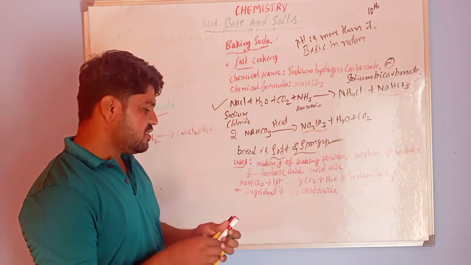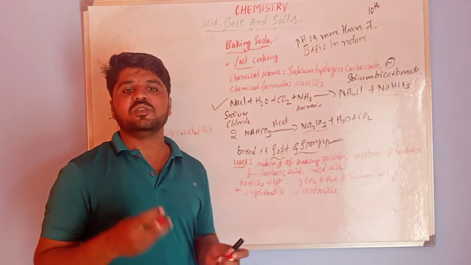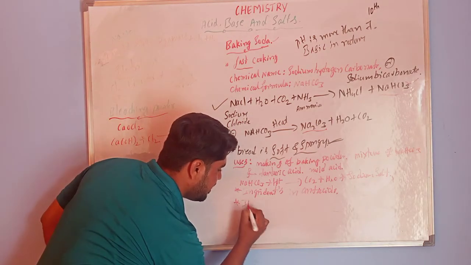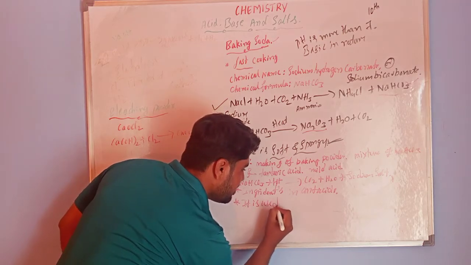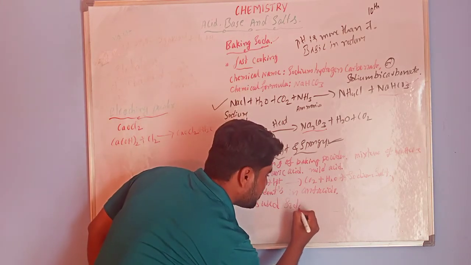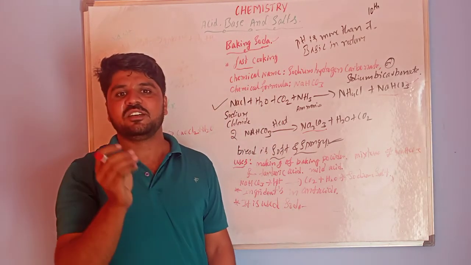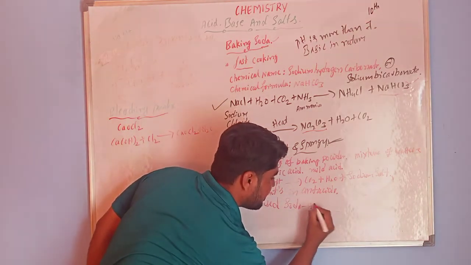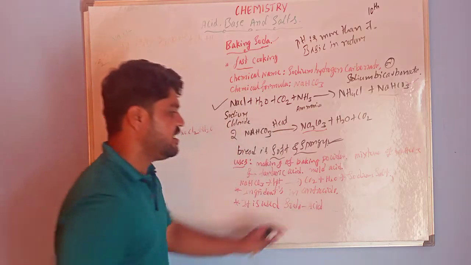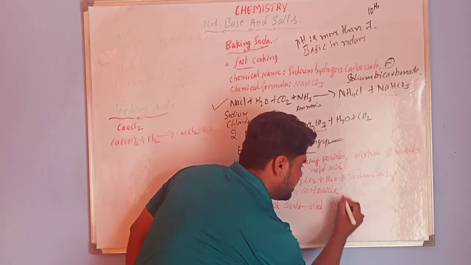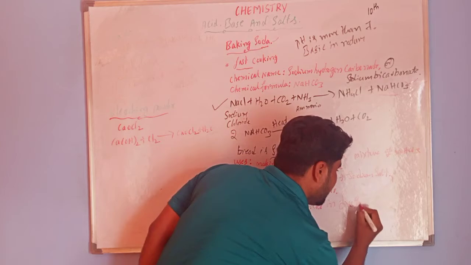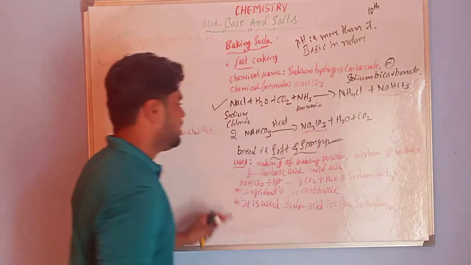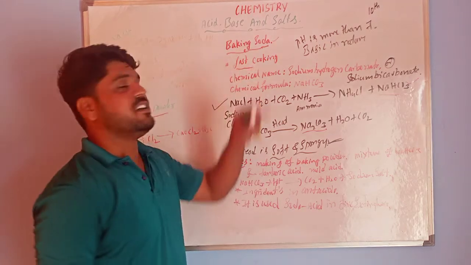So one more use is that it is used in fire extinguishers. It is used as soda water, which we call simply soda acid. This soda acid is used in fire extinguishers. These are all the uses of this baking soda.